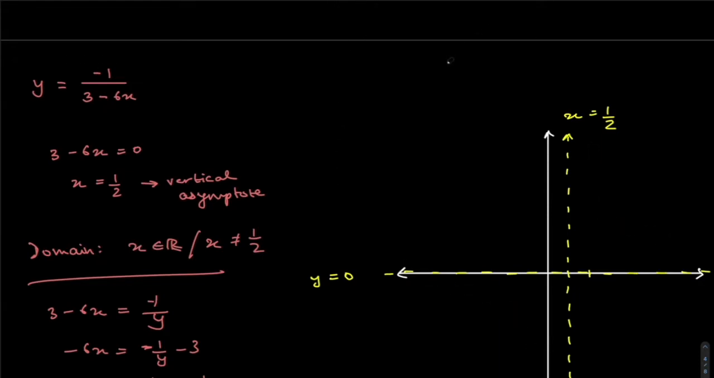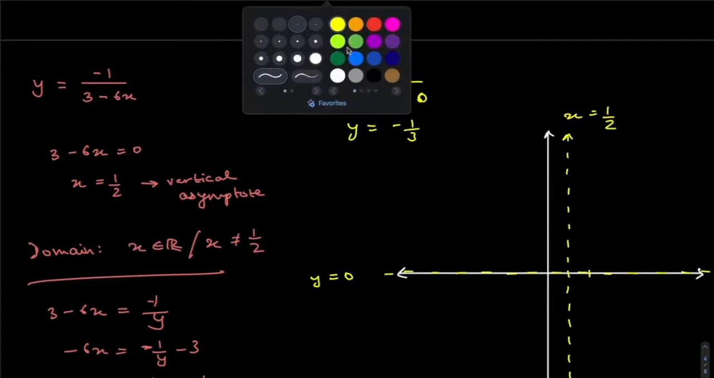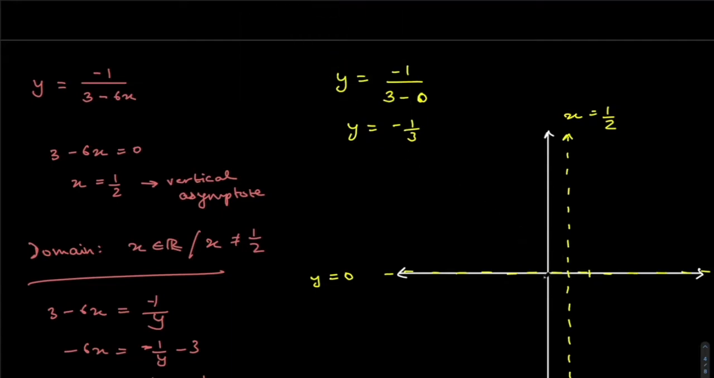So to find out what the general shape is going to be, I can just find the y intercept, right? So if I do that, I'm going to have y is equal to minus 1 upon 3 minus 6 times 0, which is just 0. So it's going to be y equal to negative 1 by 3. So 0 comma negative 1 by 3 is a point. So I'll take white again, 0 comma minus 1 by 3. So it's going to be somewhere around here, right?